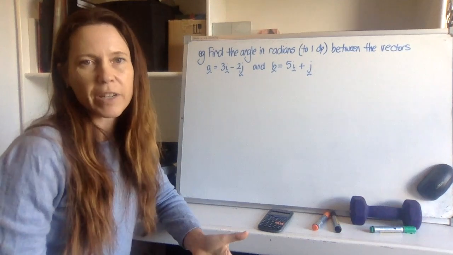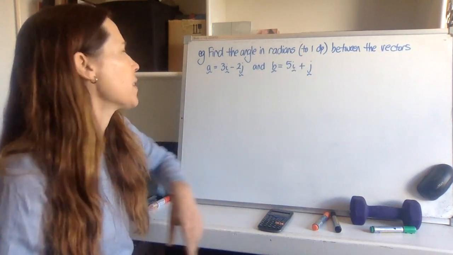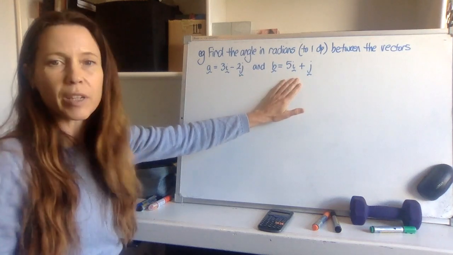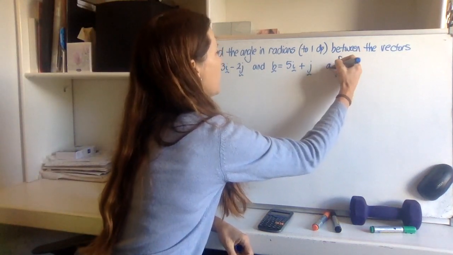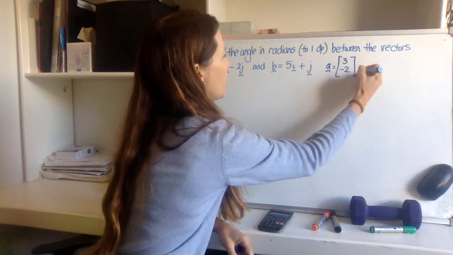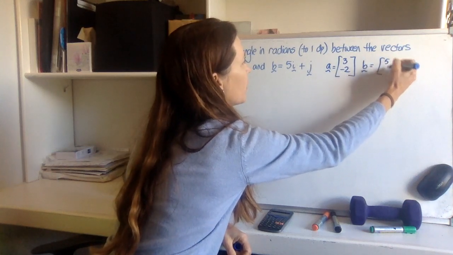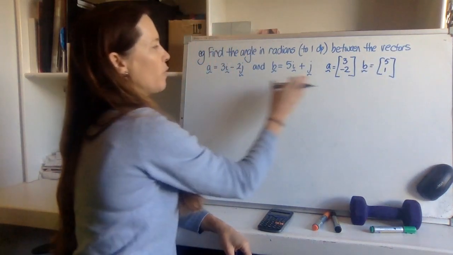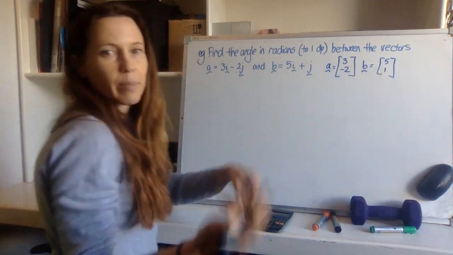Okay, a slightly trickier example now. We need to find the angle in radians to 1 decimal place between these vectors. Now they're both in component form. If you like to write them in column form and literally translate them so that they look like this, feel free to do it. It's probably not essential, and it's good to be able to work in either column form or component form. But remember, if you're struggling with this, it's exactly the same as this.